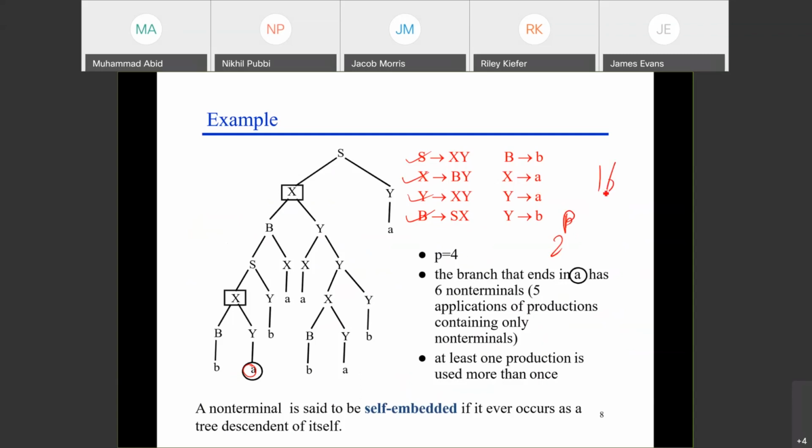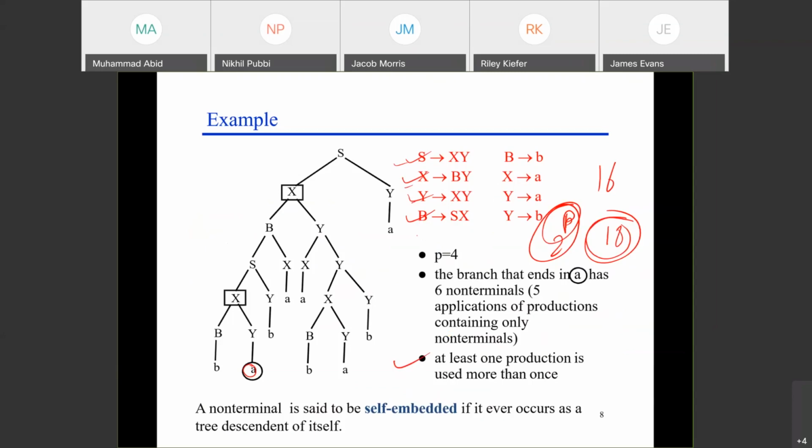Let's say you can make another word with a size of 18. So it means that you are not following this formula. You are reusing this live production rule somewhere again. That's the reason you will get a bigger size of the word. So now at least one production you can use more than one time. So if you have two nodes which are descendants of each other, and they also have the same production rule, we can say that this is a self-embedded tree.